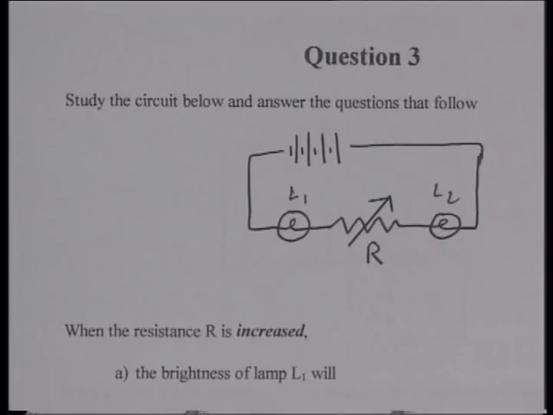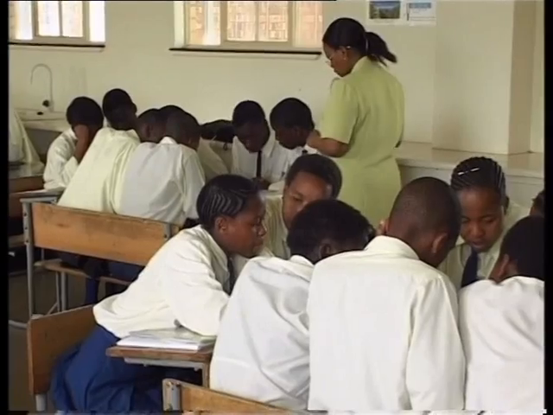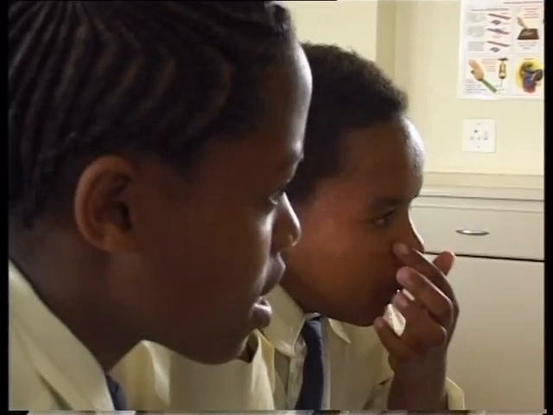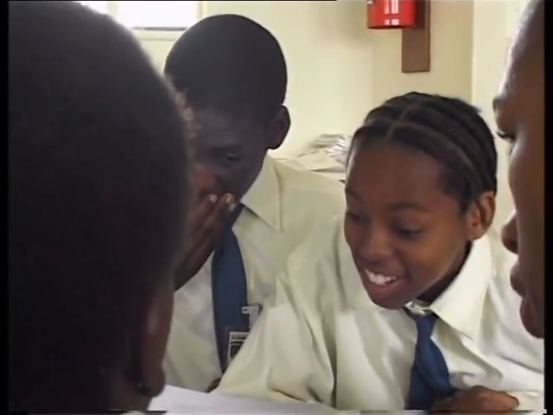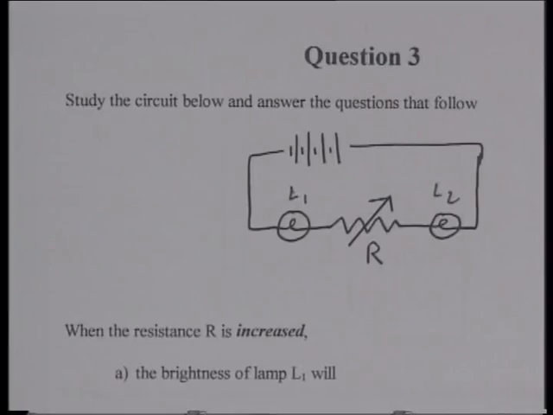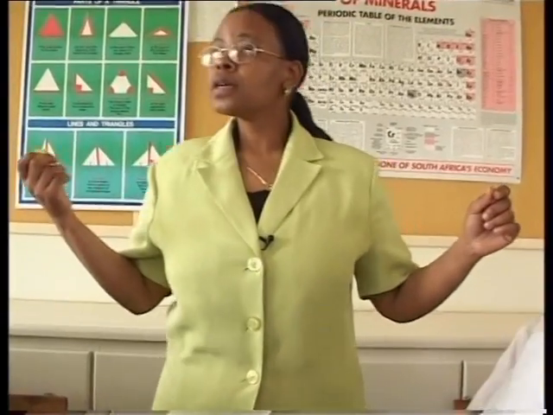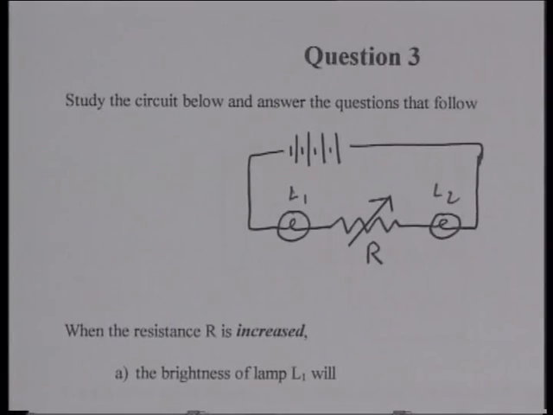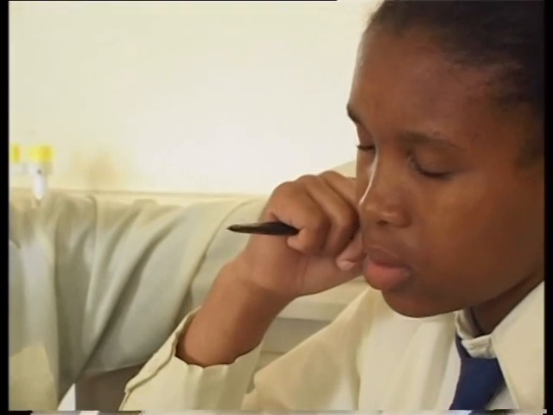What will happen to light bulb L1 or L2? The learners first discuss the issue in their groups. It will decrease. Increase. Okay. That's what I'm saying. Okay, when the resistance R is increased, the brightness of lamp L1 will increase, decrease, remain the same. Yes? It will stay the same because the resistor has been put after lamp 1. Okay, L1 will increase.